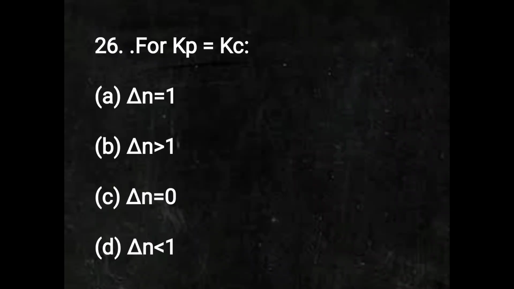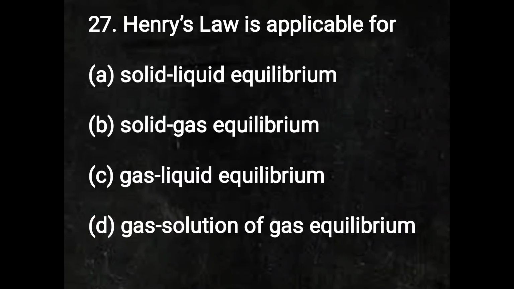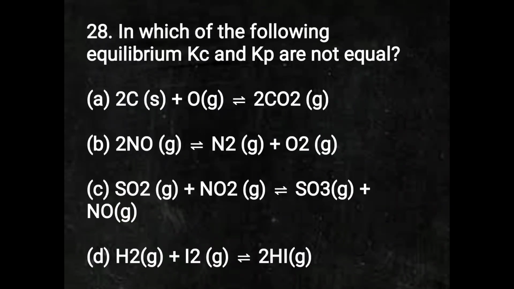For Kp equal to Kc, delta n is equal to 0. Henry's law is applicable for gas in solution, gas equilibrium. In which of the following equilibria Kc and Kp are not equal? Here option A is the correct option.